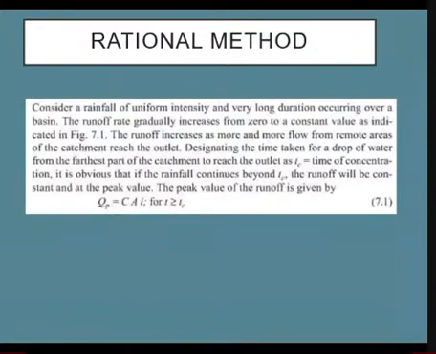Rational method. Consider a rainfall of uniform intensity and very long duration occurring over a basin. The runoff rate gradually increases from zero to a constant value, as indicated in Figure 7.1. The runoff increases as more and more flow from remote areas of the catchment reaches the outlet, designating the time taken for a drop of water from the farthest part of the catchment to reach the outlet as Tc, equal to the time of concentration. It is obvious that if the rainfall continues beyond Tc, the runoff will be constant, and the peak value of the runoff is given by Qp equals CAi for Tc.